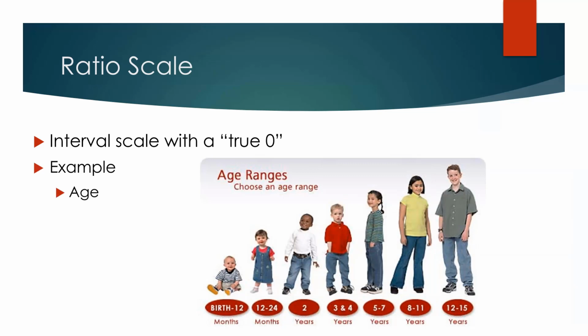So an example of this would be age, right? 0 years old means you're not born yet. There is no negative age. You're born and then 1 year old, 2 years old, 3 years old is usually how we mark age. So age would have to be measured with a ratio scale. There's no 0 age or below.